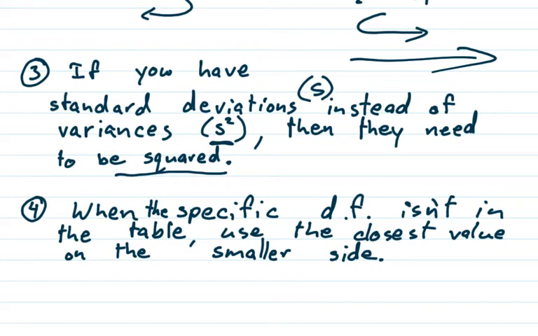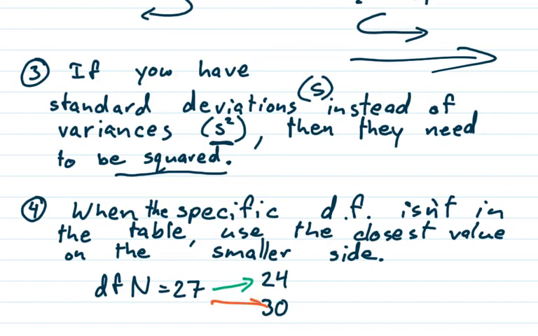So just to illustrate that, 24, 30, for our degrees of freedom, let's say the numerator is 27. Which one do we choose? We are going to go to 24 rather than 30. So that one's in red, and just cross it out. Okay, and then we'll get into a hypothesis test in our next video using the F test.